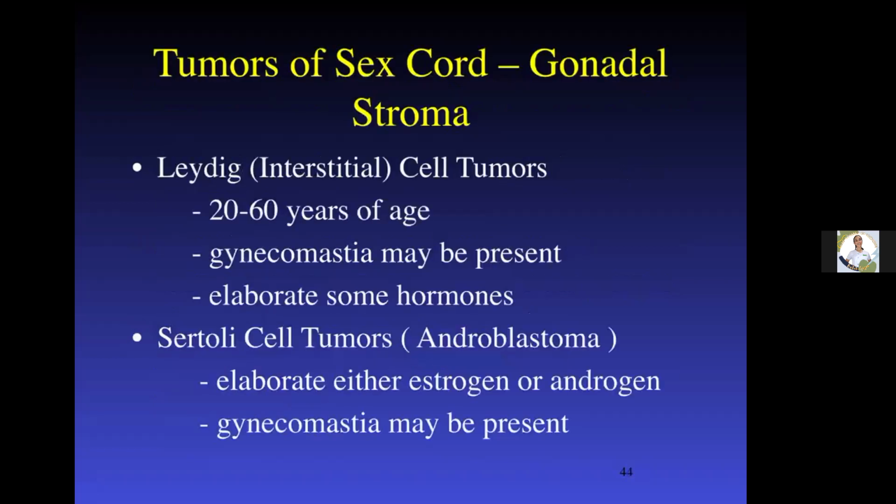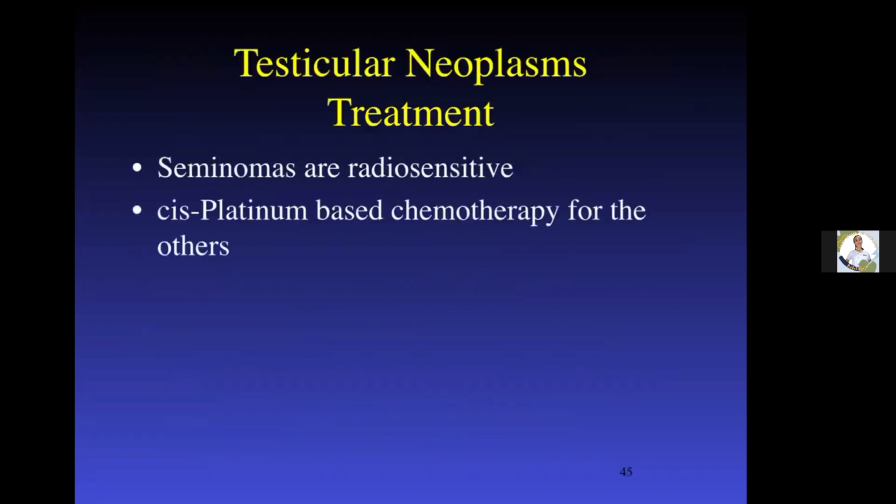Let's go to the tumors of sex cord or the gonadal stroma. You have Leydig cell tumor or interstitial cell tumor. It occurs at 20 to 60 years of age. Gynecomastia may be present and may elaborate some hormones. Your androblastoma or your Sertoli cell tumors. They may elaborate either estrogen or androgen, and gynecomastia is also present. But these are rare tumors of the testis. The most common is your seminoma.